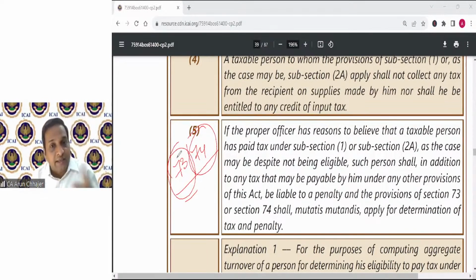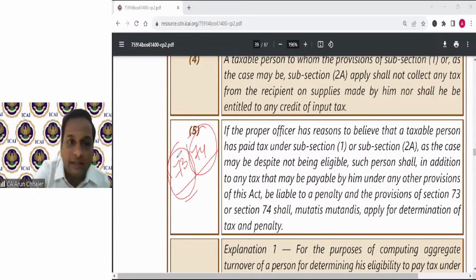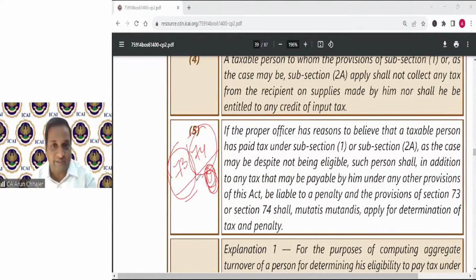What is the difference? In 73, it is a non-malafide, non-fraud case, it means mistake was there, sir, but that mistake was non-intentional. It was only a mistake that happened. But 74 is a mistake with malafide intention. So the penalty percentage would be much higher in 74 compared to 73. So that we will discuss in the penalty chapter.